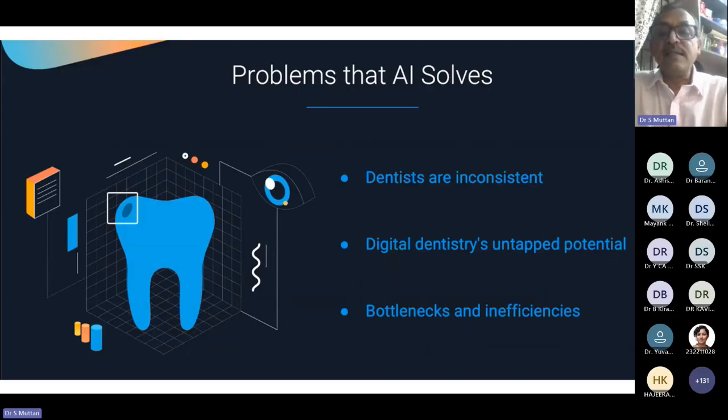And then dentists are inconsistent. Naturally, we cannot blame them. The field is like that. It's very difficult to do even RCT. See, there are certain surgeries which are very difficult. So you have to appreciate the dentist. You have to thank the dentist. So dentists are inconsistent. Digital dentistry is untapped potential.